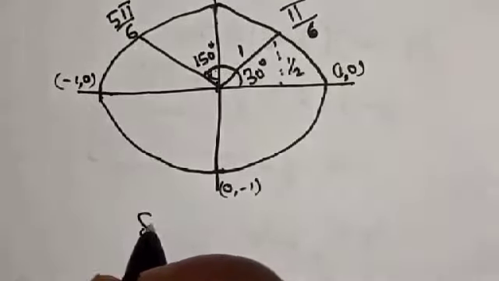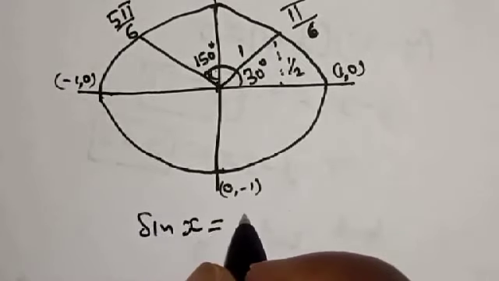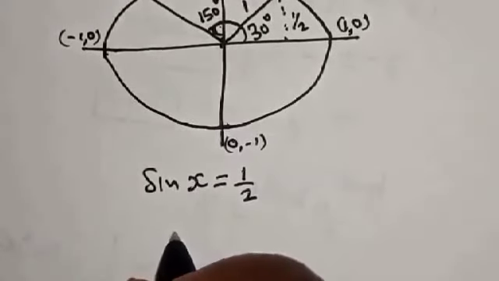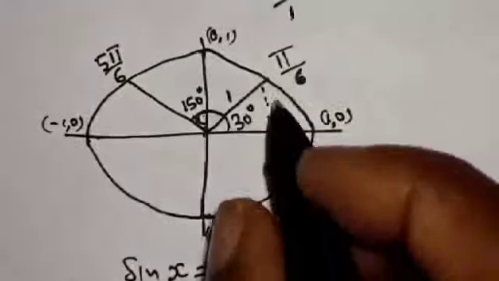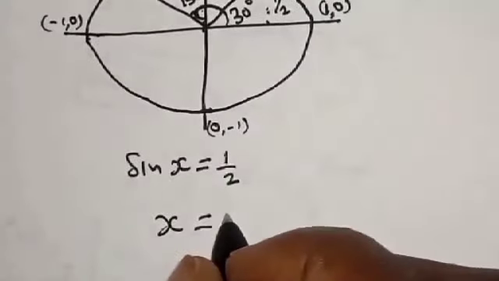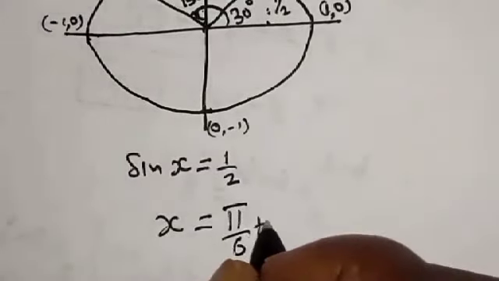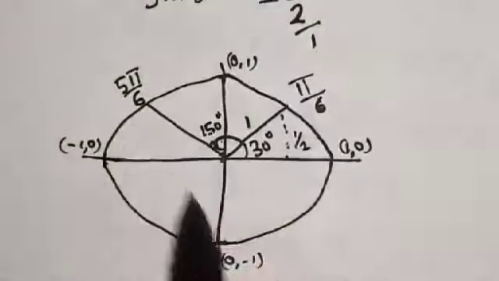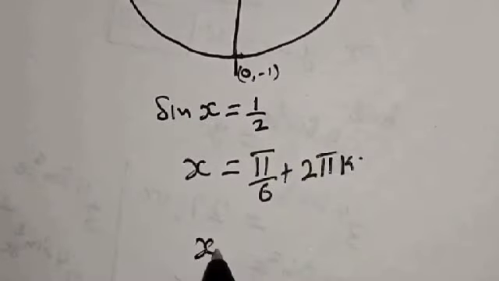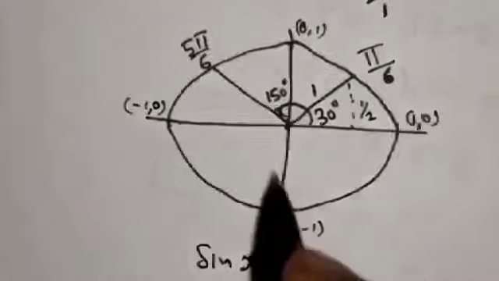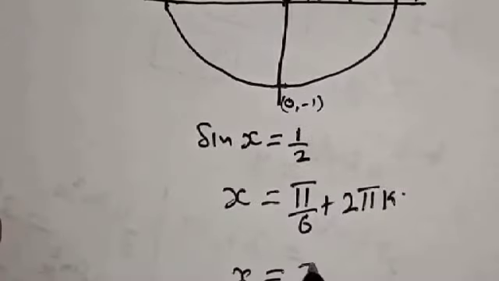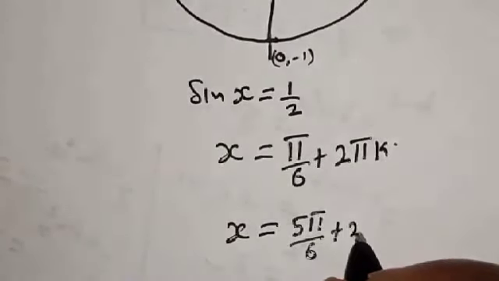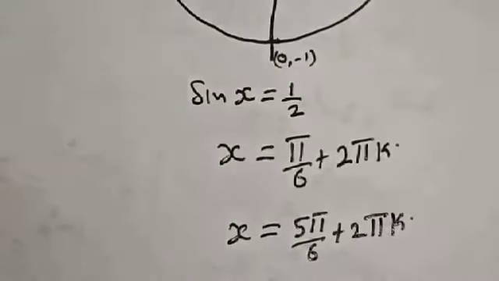For sine x is equal to 1 over 2, that is radian above the plane, x will now be equal to what? Here is pi over 6. Pi over 6 plus 2 pi constant. Then again, x is equal to, for this case, for angle 150, we have 5 pi over 6 plus 2 pi constant.